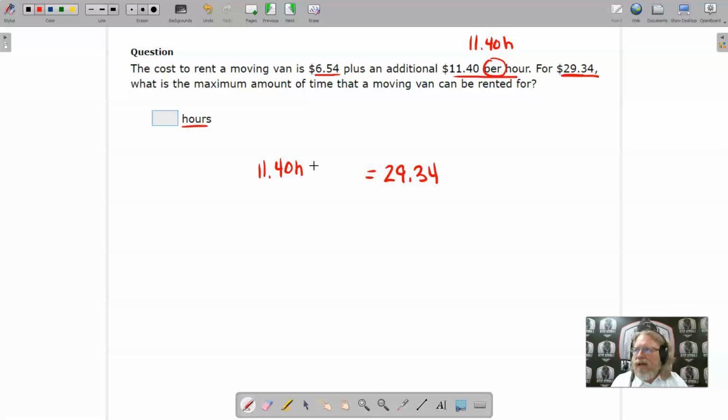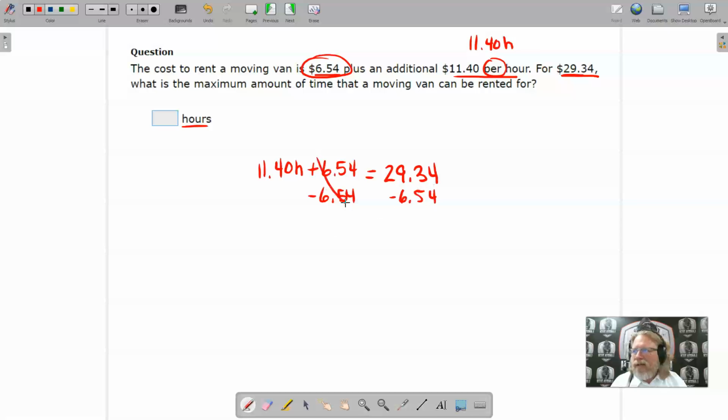But we also have to add to that the initial cost of just renting it. No matter how many hours we rent it for, we still owe $6.54. So we now have this equation here, and I think I'm going to go ahead and use my calculator instead of filling up the screen with that. The idea is to learn the process. Hopefully we know how to add and subtract decimals already. So I need to get rid of this positive 6.54. So I'm going to subtract 6.54 from each side.